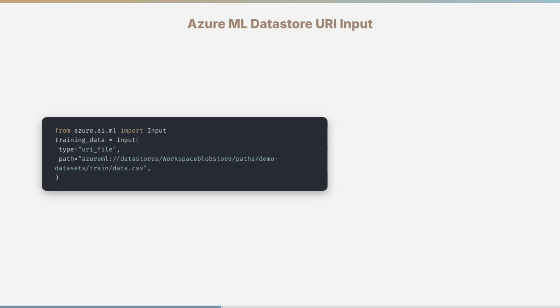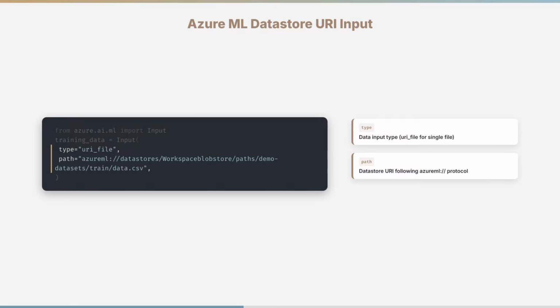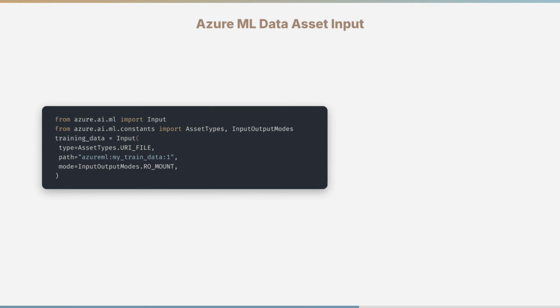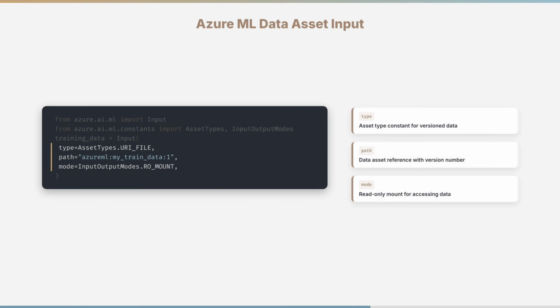This means the code remains unchanged even if the underlying data connection changes. Data stores can be accessed through their unique URI. Here's an example of creating an input object with the type URI_file by passing the data store path. Data asset is another option to access data in an ML job, especially when it's beneficial to keep track of multiple data versions, so data scientists can identify the correct data snapshots being used for model building or experimentation. Here's an example of creating an input object with asset types.uri_file type by passing the data asset path and using the mode ro_mount for read-only access.